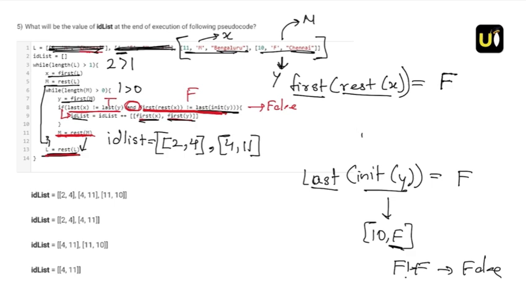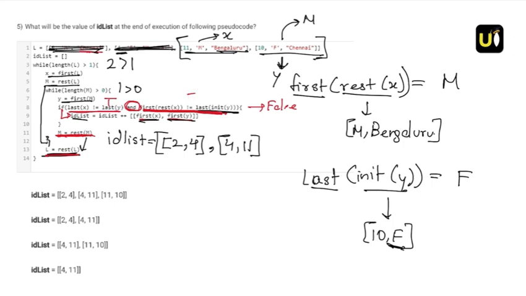Then first of rest of X. So the first of rest of X again has changed. So what is the rest of X? That is M comma Bengaluru, and the first of this is M, and the last of init of Y, this is the same again, 10 comma F because Y is the same. So this is 10 comma F and last is F, and now M is not equal to F. So this statement becomes true again. This statement is true. And this entire statement becomes true. So the IDs of these two will get appended in the ID list. So we append 11 comma 10 here.